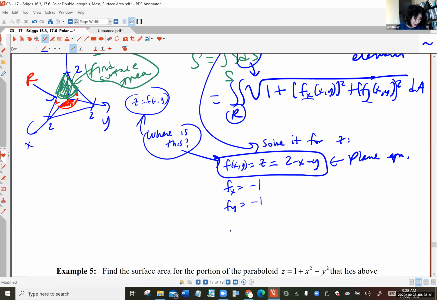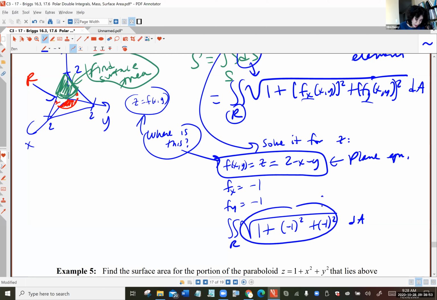So this surface area element is just going to be 1 plus negative 1 squared, which is just 1, plus negative 1 squared, which is another 1, and then dA, okay? Now this is just going to be some constant, square root of 3, okay? So my surface area, which they always call big S, is square root of 3 times the double integral over the region. And so there's two ways to finish out this problem, and I'll let you do either way, okay?